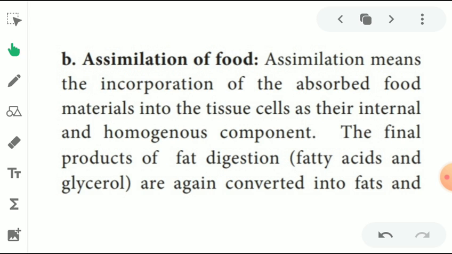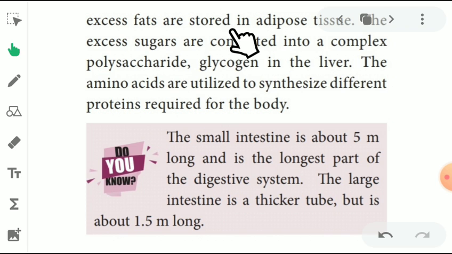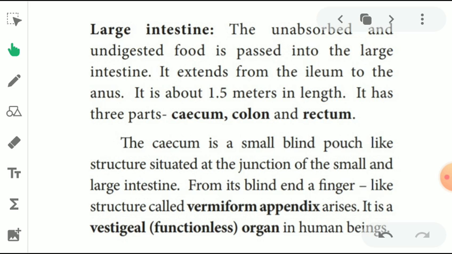The final products of fat digestion, fatty acids and glycerol, are again converted into fat, and excess fat is stored in the adipose tissue. The excess sugar is converted into the complex polysaccharide glycogen in the liver. The amino acids are utilized to synthesize different proteins required for the body. Next, the remaining undigested food is sent to the large intestine.